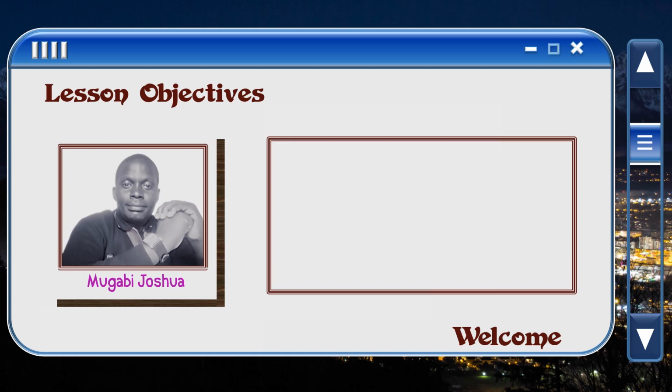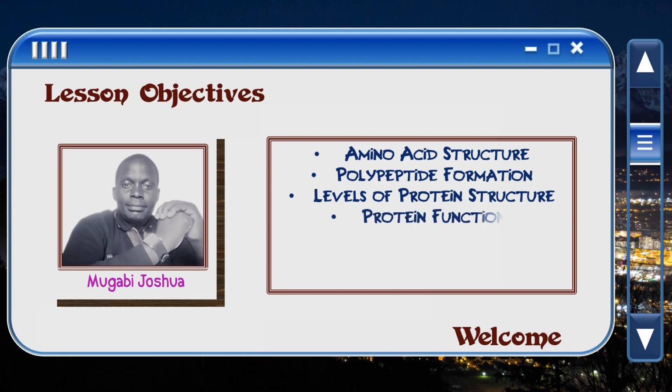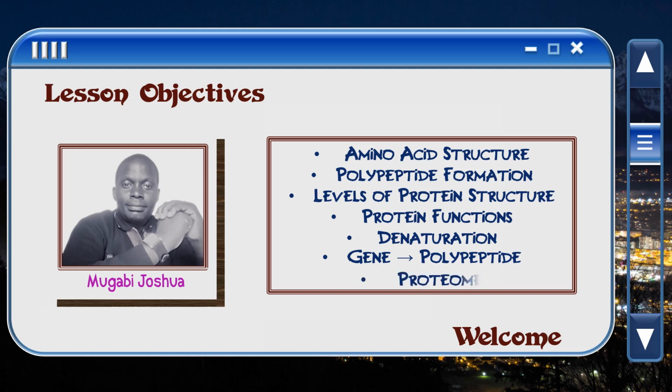Lesson objectives: amino acid structure, polypeptide formation, levels of protein structure, protein functions, denaturation, gene to polypeptide, proteome.